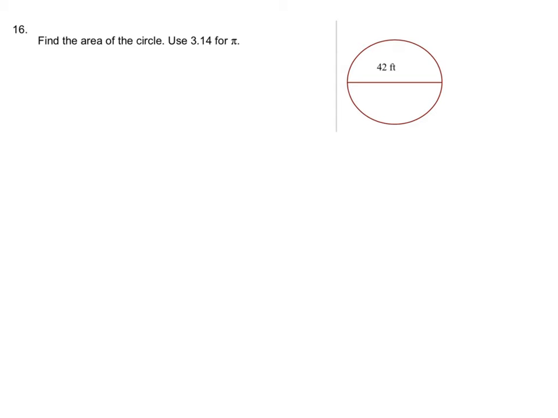Find the area of the circle. Use 3.14 for pi. The formula for the area of the circle is pi r squared. R is the radius. If we look at the diagram, we are given the diameter. The diameter goes from one point of the circle to another point on the circle. But we want to find the radius, and the radius is from the center of the circle to one endpoint on the circle. In order to find the radius, we just take the diameter, which is 42, and divide by 2. So R equals 21.